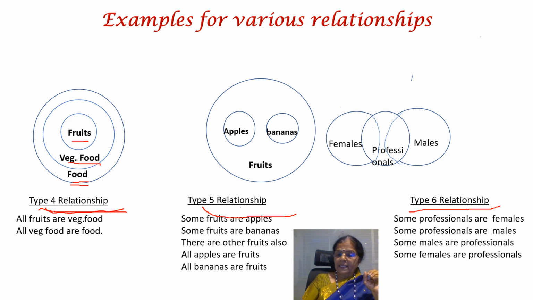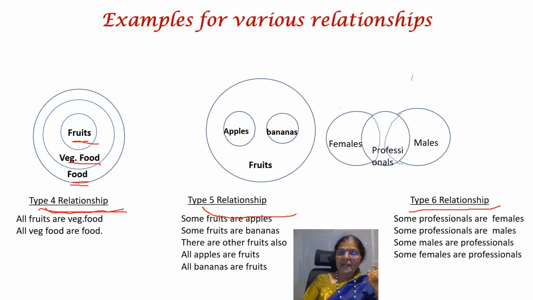So it's a smaller circle. And inside vegetarian food, we have got a smaller circle, fruits. And of course, inside the circle vegetarian food, you've got fruits and salads and so many other things. We are not bothered about it. So only 3 variables are given. What are they? Fruits, vegetarian food and food.